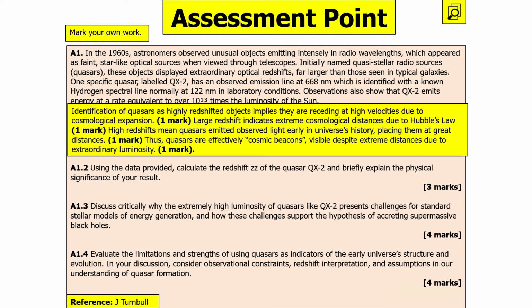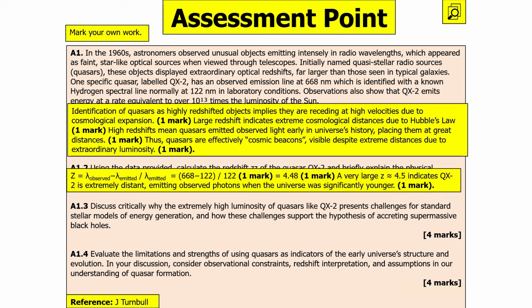The identification of quasars as highly redshifted objects implies they are receding at high velocities due to cosmological expansion. Large redshifts indicate extreme cosmological distances due to Hubble's law. High redshifts mean quasars emitted the observed light in the early universe's history, placing them at great distances. Thus quasars are effectively cosmic beacons, visible despite extreme distances due to extraordinary luminosity.